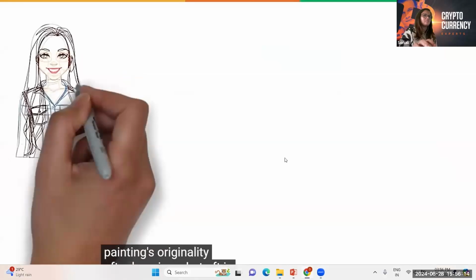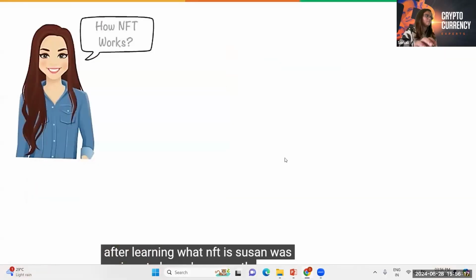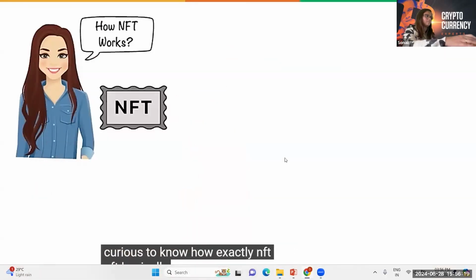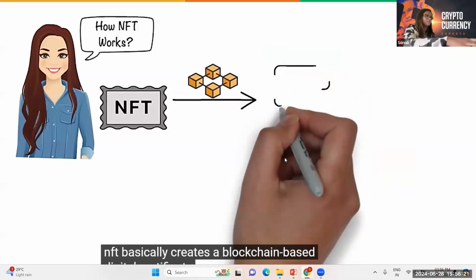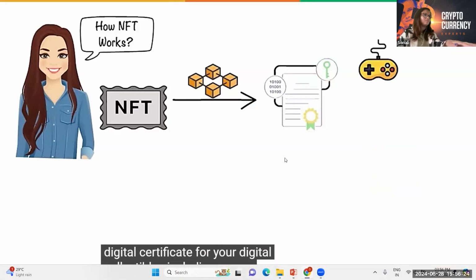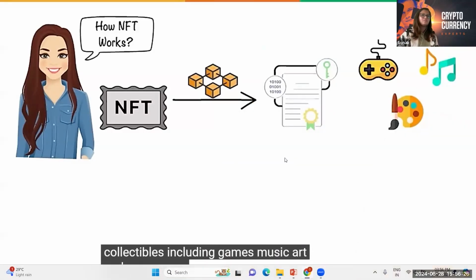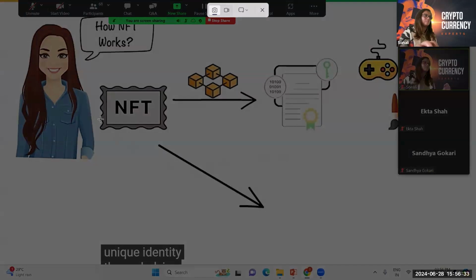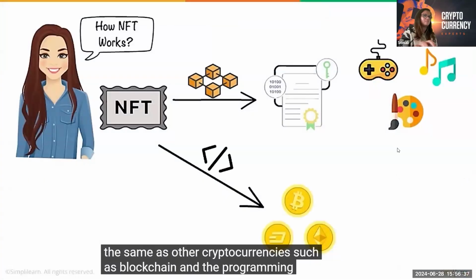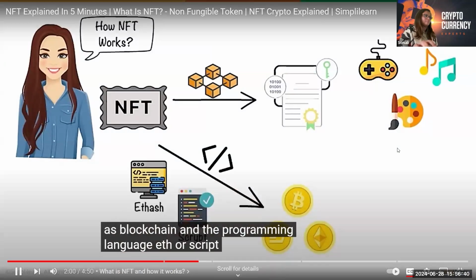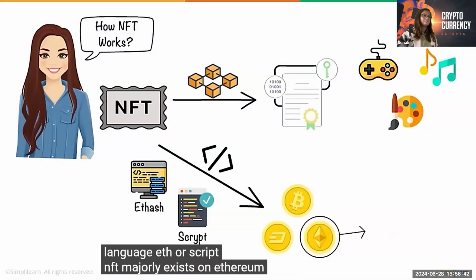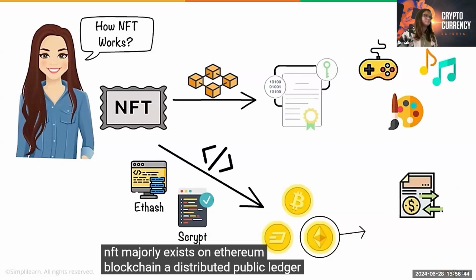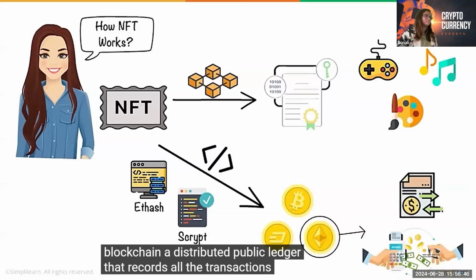After learning what NFT is, Susan was curious to know how exactly NFT works. NFT basically creates a blockchain-based digital certificate for your digital collectibles, including games, music, art, and many more. This certificate gives your artwork a unique identity. The underlying technology and the programming language used by NFTs are the same as other cryptocurrencies, such as blockchain and the programming language Ethash or Script. NFT majorly exists on Ethereum blockchain, the distributed public ledger that records all the transactions.